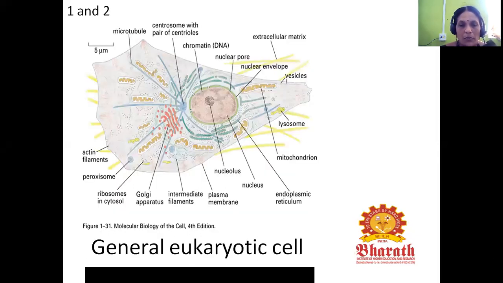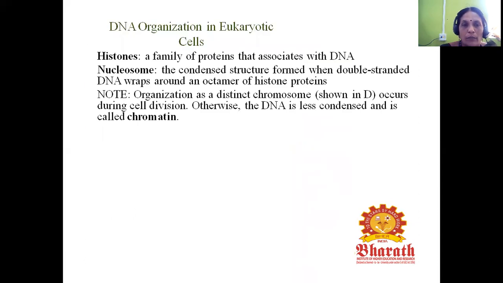This is a general eukaryotic cell having a plasma membrane, intermediate filaments, Golgi apparatus, ribosomes in the cytosol, peroxisome, actin filaments, then microtubules, centrosome with a pair of centrioles, then chromatin DNA, nuclear pore, nuclear envelope, then extracellular matrix, vesicles, lysosome, mitochondria, endoplasmic reticulum, nucleus, nucleolus, and plasma membrane. This is the general structure of eukaryotic cells.